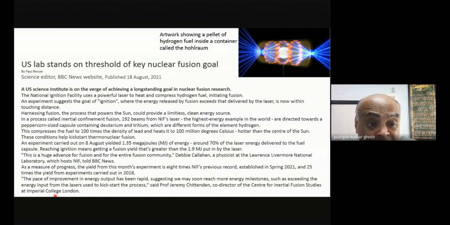But you can understand the pace of improvement in energy output has been rapid, suggesting we may soon reach more energy milestones, such as exceeding the energy input from the lasers used to kickstart the process. That's what is being done, and I hope you can understand the kind of phenomenal activity that is going on.